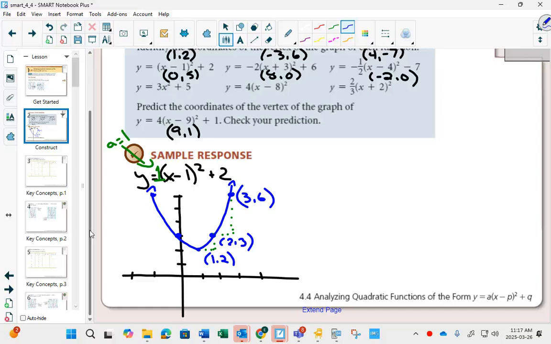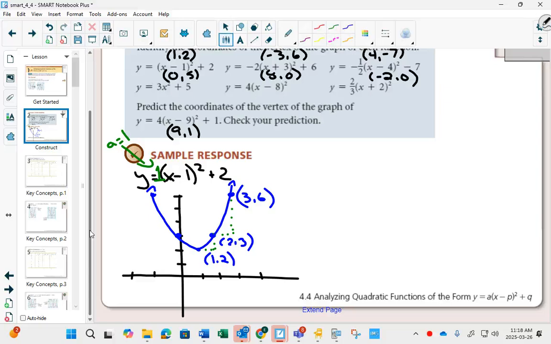If you forget the over 1, up 1, over 1, up 3, over 1, up 5, you can always find more points by just plugging in x values. Like, does it check? If I plug 3 in for x, do I get 6? Well, 3 minus 1 is 2. 2 squared is 4. 4 plus 2 is 6. Yes. So you can double check your points that way as well, or you can add more points just from a table of values.